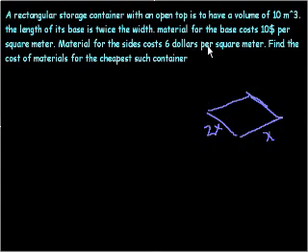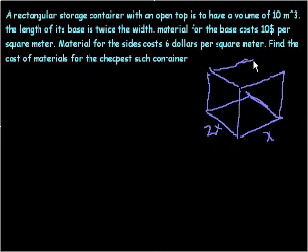Material, and then the height. The height, for now, is unknown. But I think we should be able to find a constraint on this because we know what the volume has to be, right? It says material for the sides costs $6 per square meter. Find the cost of materials for the cheapest such container. Okay, so let's do a couple of things. First, let's figure out what the height is in terms of x. And then we can find an equation for the cost in terms of x, and then take the derivatives and find the minimum, etc., etc.